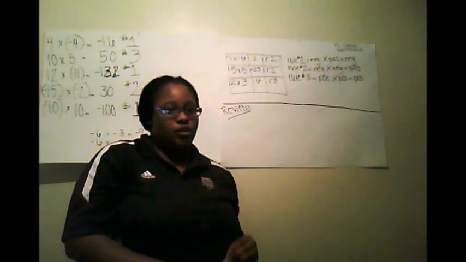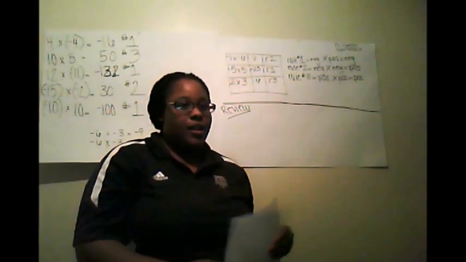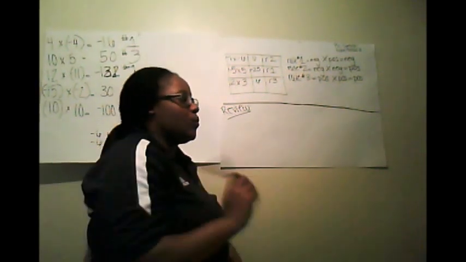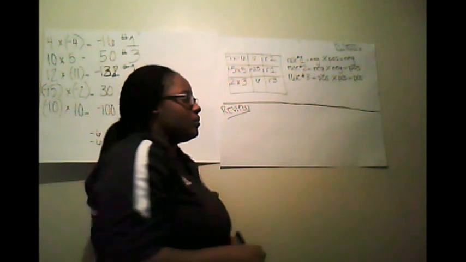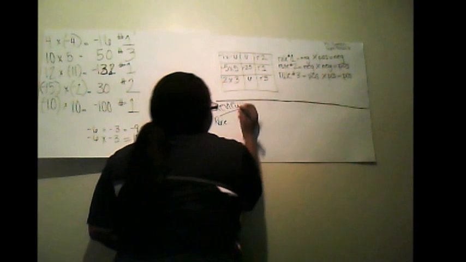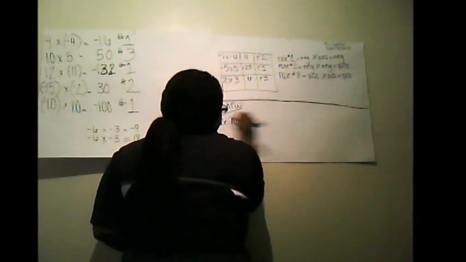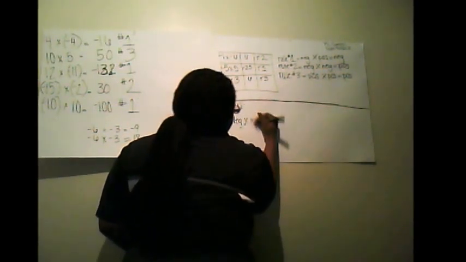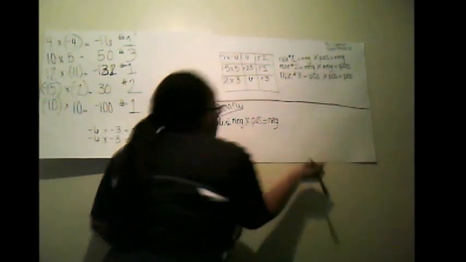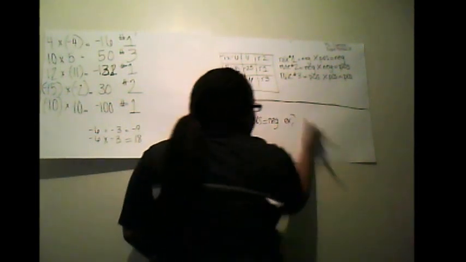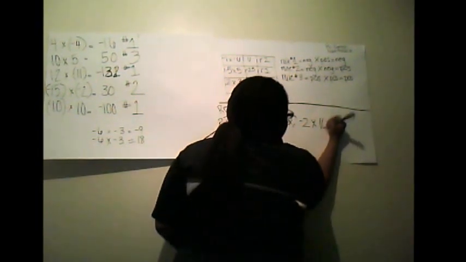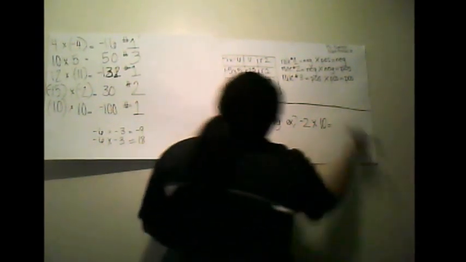We're just going to review one last time before I break you up individually so you can complete your assignment. What were the 3 rules that we learned about today? Rule number 1 is that a negative number times a positive number is a negative number. Could you give me an example? Negative 2 times positive 10 equals negative 20.